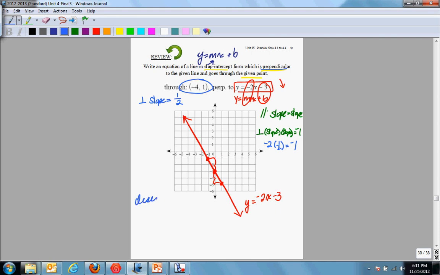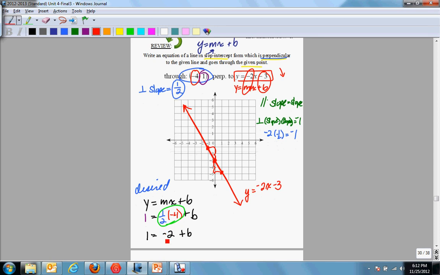So for our desired line, we write y equals mx plus b. And let's plug in what we have. Our desired slope is 1/2. Our x is going to be negative 4. Our y is positive 1. And now we solve. 1/2 of negative 4 is negative 2. So 1 equals negative 2 plus b. And of course we solve for b by adding 2. So b equals positive 3. So our desired line is going to be y equals positive 1/2 x plus 3.